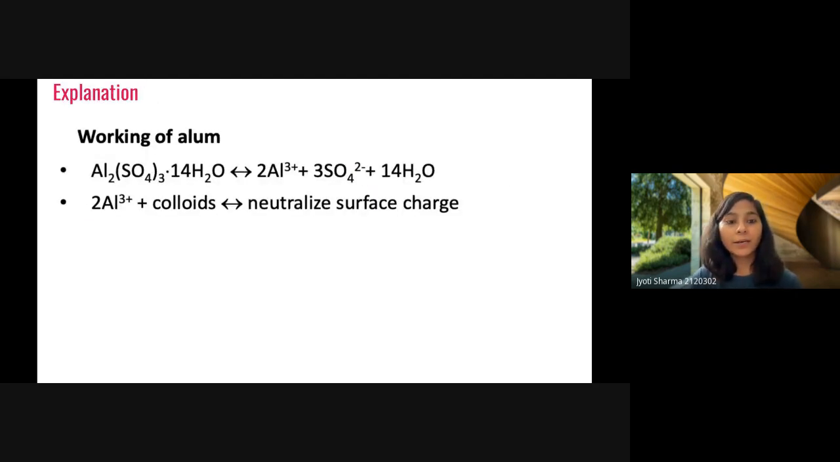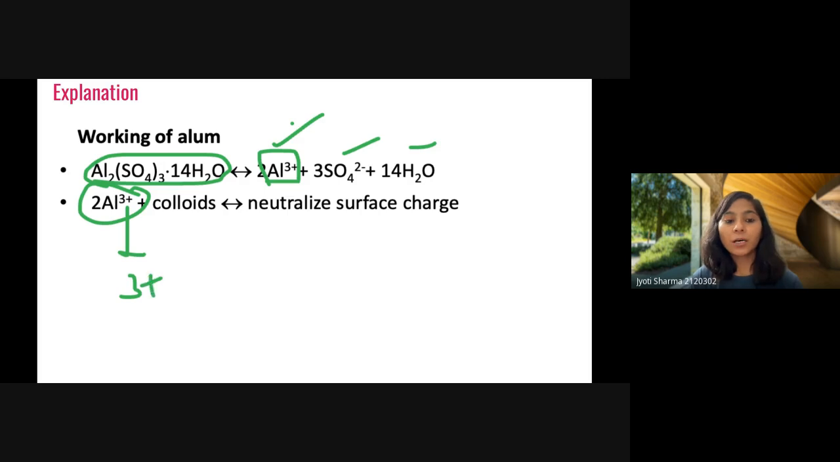And here you can see, this is your alum, right? Alum will create this one cation. So this is aluminium cation. It will release it, and then sulfate and water. These cations, because it has 3 plus, can neutralize three negative charges, or three electrons it can take, and it can react with this one so that it will neutralize the surface charge. So this is how alum works.